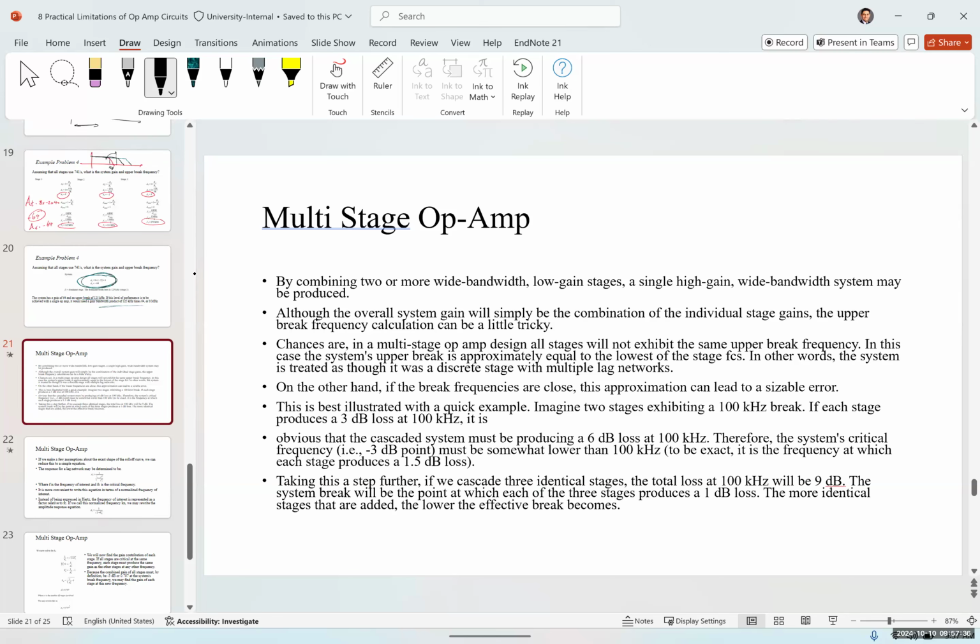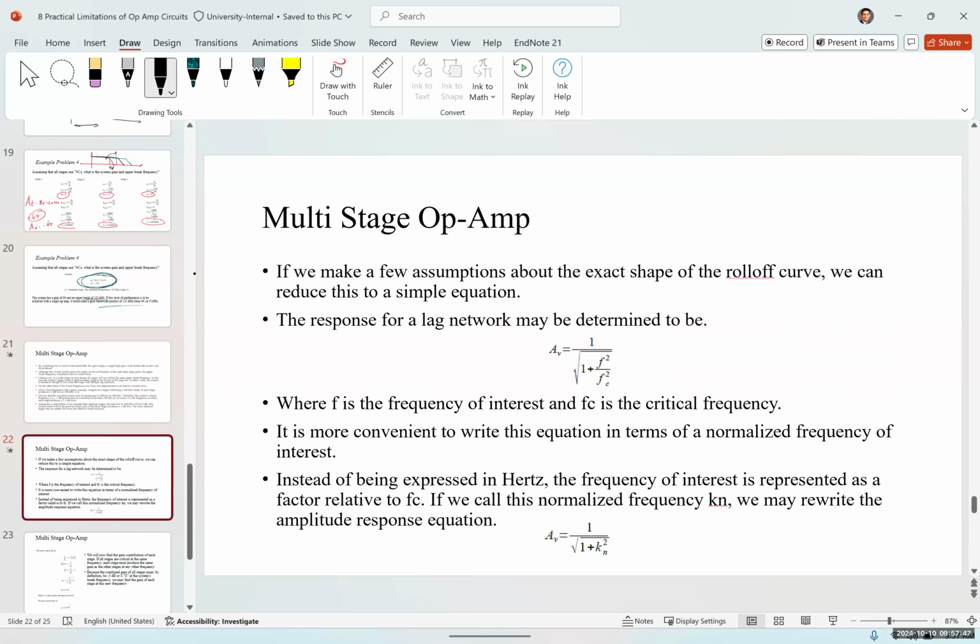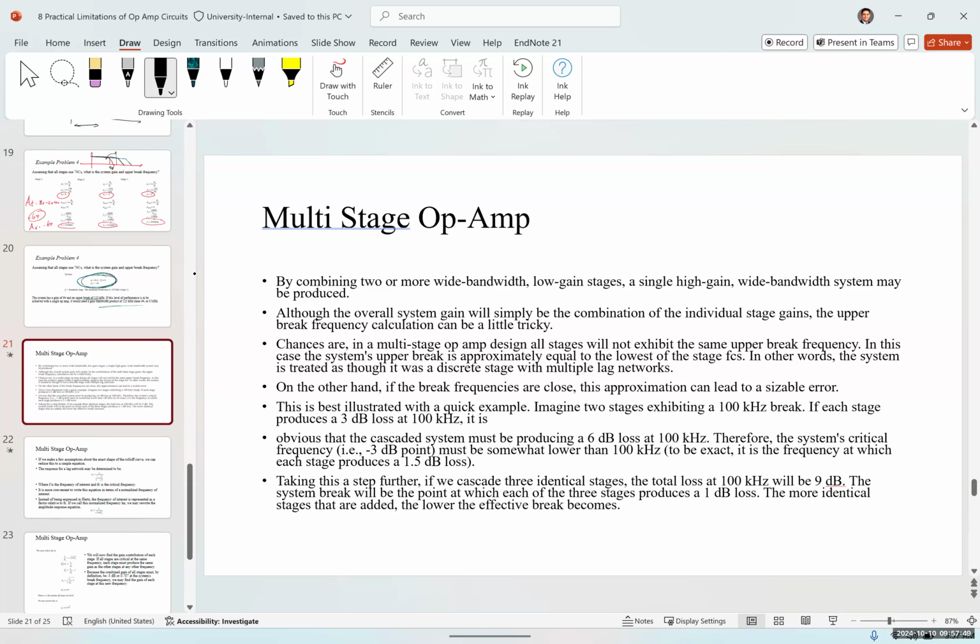When we add 2 or 3 stages, the loss would increase. It goes from 3 dB to 6 dB, 9 dB, and so on. But what if we have 3 stages and all 3 stages have the exact same op-amp, which would result in the same gain bandwidth product and the exact same gain? So you imagine we have 3 identical stages.